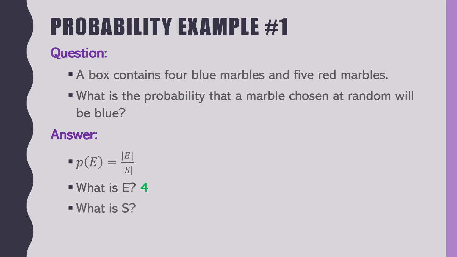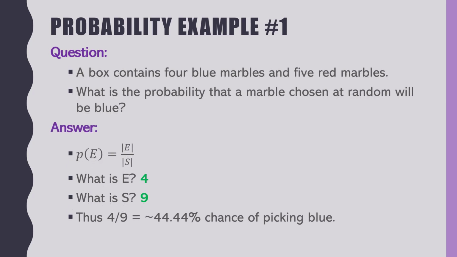And then what is the set S? 9, right? Because I can choose blue 1, blue 2, blue 3, blue 4, red 1 through 5, right? So 9. So we calculate it all out. It's 4 divided by 9, which is about a 44% chance of picking blue. Pretty simple. But the main thing I want to drill home right now at the beginning of these examples is understanding this whole cardinality business with the set that we're involved in, and understanding how we figure out what those numbers are, okay?